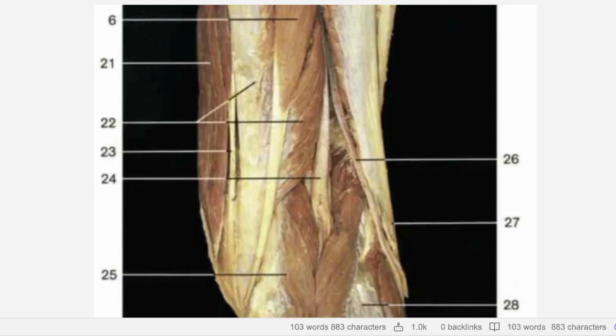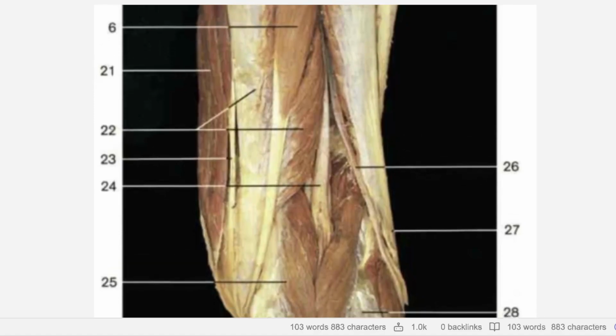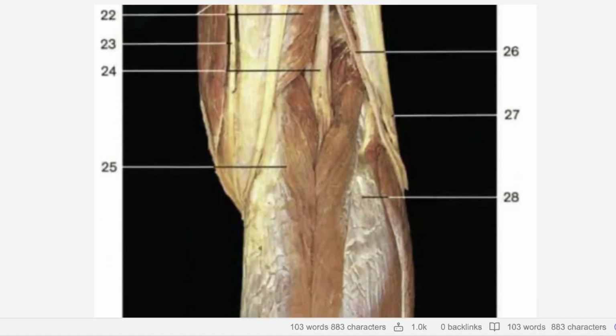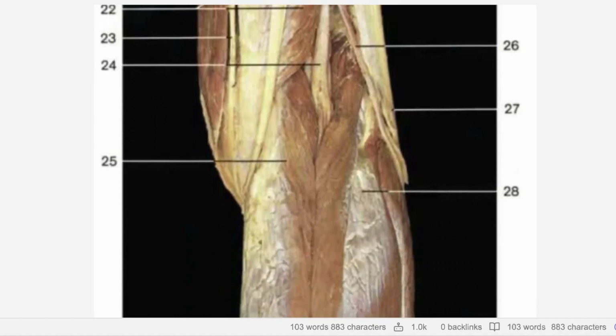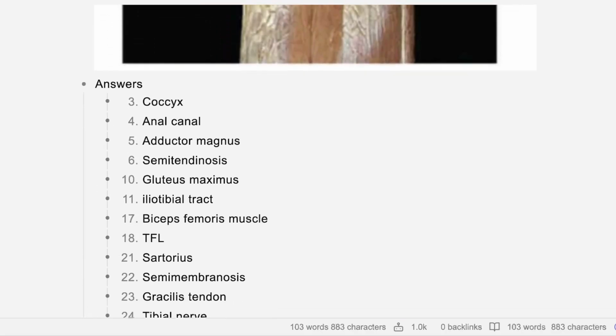22 is semimembranosus, and then 6 is semitendinosus. Then you have gracilis as number 23, and also the sartorius as number 21. You have 25, that's the medial head of the gastrocnemius. 28 is the lateral head of the gastrocnemius muscle.